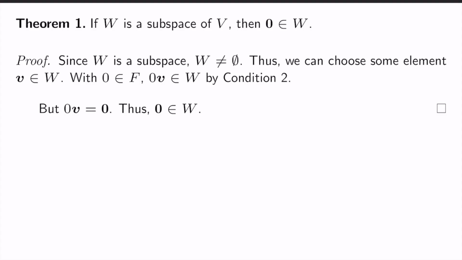And we are done. Some people prefer to use this fact as part of the definition of subspaces. So instead of saying W is a non-empty subset of V, we can say the zero vector belongs to the subset W. It's almost the same thing.